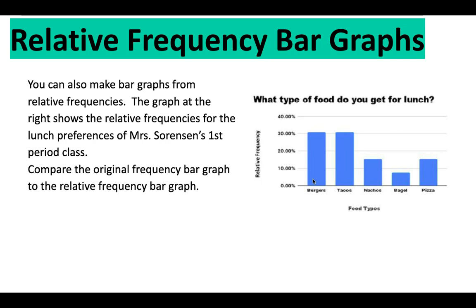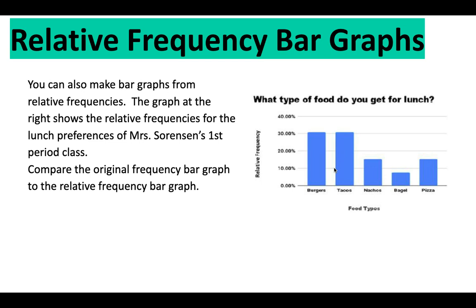So I can see that about 30% of the responses were burgers, about 30% of the responses were tacos. Looks like about 16-ish% of the responses were nachos, 7 or 8% of the responses were bagel, and maybe about 15% were pizza.